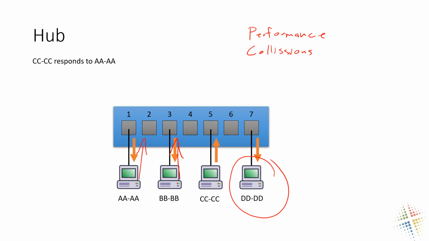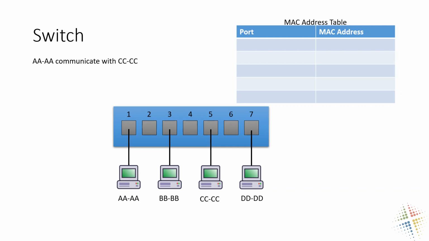However, if you start getting to any kind of an area that requires performance or scaling beyond just those handful of devices, you're going to need something bigger, which is a switch. So here we have exactly the same scenario. We have AAAA wants to communicate with CCCC, except this time we're using a switch instead of a hub. And a switch has a MAC address table. So let's go ahead and walk through this.